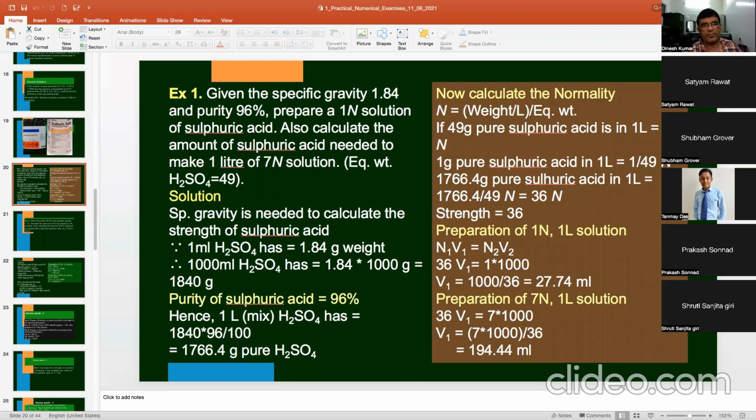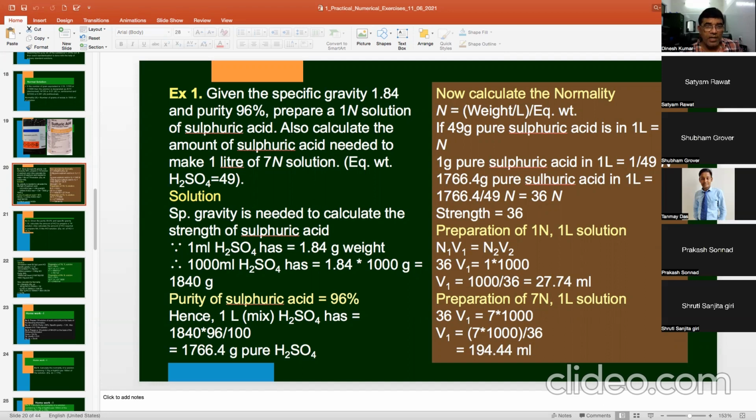So given the specific gravity 1.84 and purity 96%, prepare a one normal solution. You need to prepare a one normal solution. That means first we should know the normality of this solution. Also calculate the amount of sulfuric acid needed to make 1 liter of 7 normal solution. We will learn this. Specific gravity is needed to calculate the strength of sulfuric acid.